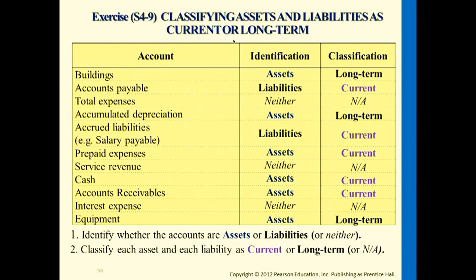So these are the identification and classification, whether it's long-term or current. Just make sure that you understand the ones that do not fall under either one of them: total expenses, service revenue, interest expense. And from the responses I heard, prepaid expenses, make sure you understand this. It's an asset account, and it's a current asset account. And also the other one, accrued liabilities. Accrued liabilities is also short-term.